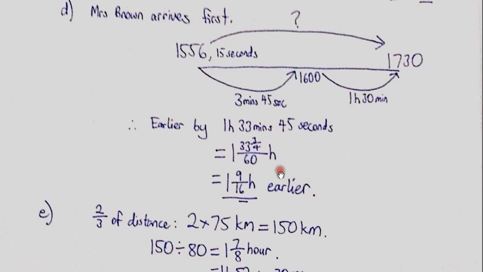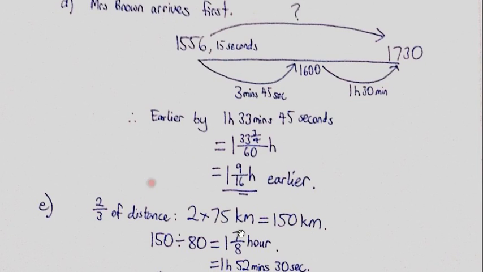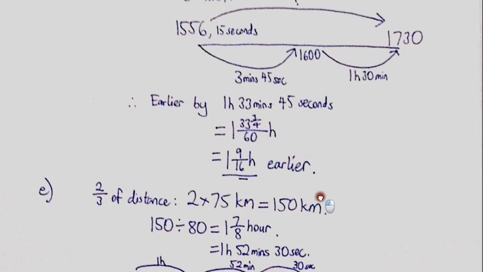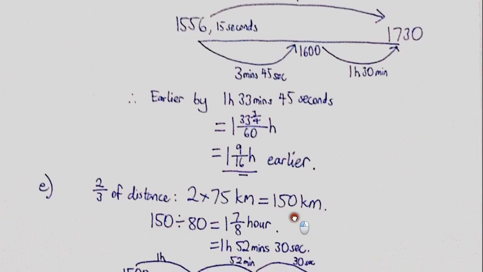Part E, finally, 2/3 of the distance that is traveled will be 2 times 75, which is 150 km. So we want to find out what time Mrs. Brown left. We'll find out the time taken for her to travel 150 kilometers, which is 150 divided by 80, which is 1 hour and 52 minutes and 30 seconds.